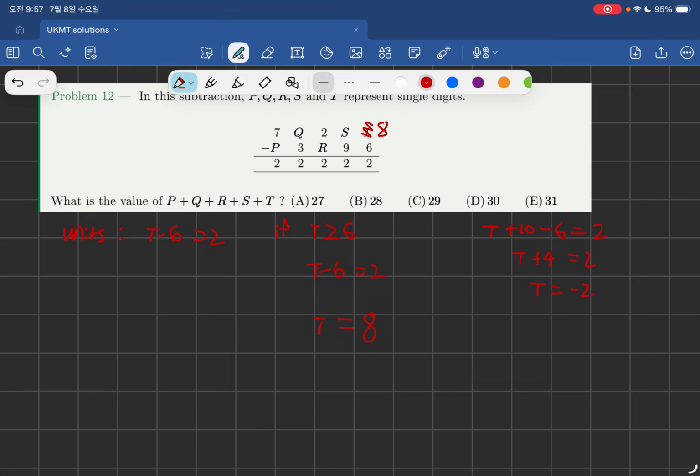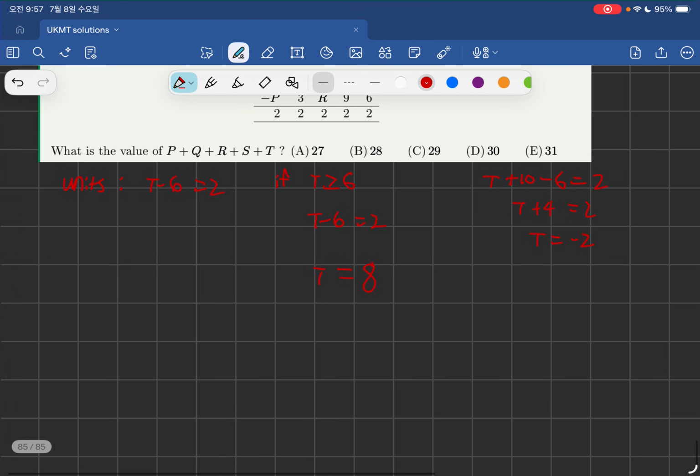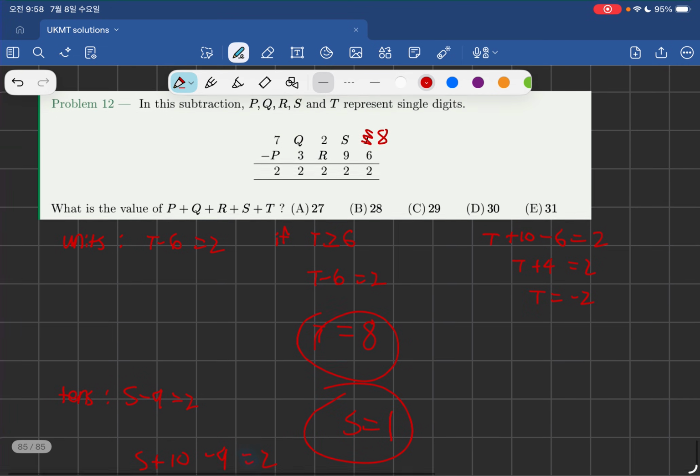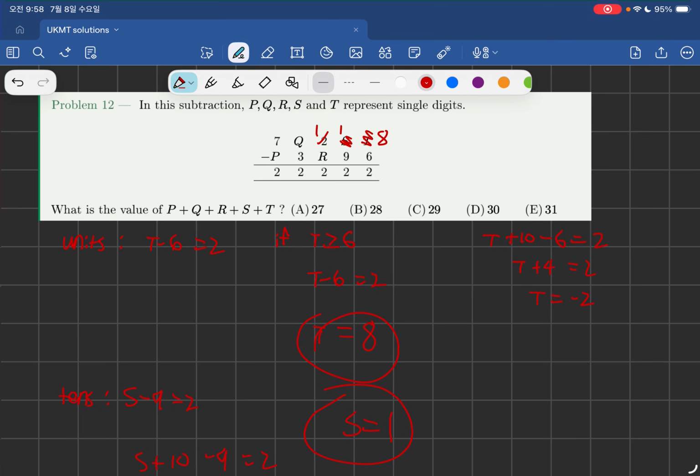Now looking at the tens column, it is S minus 9 equals 2. And since S minus 9 can't reach 2 without borrowing from the hundreds column, we have to borrow. So we can rewrite this as S plus 10 minus 9 equals 2. So S plus 1 equals 2 and S equals 1. And we borrowed 1 from here.